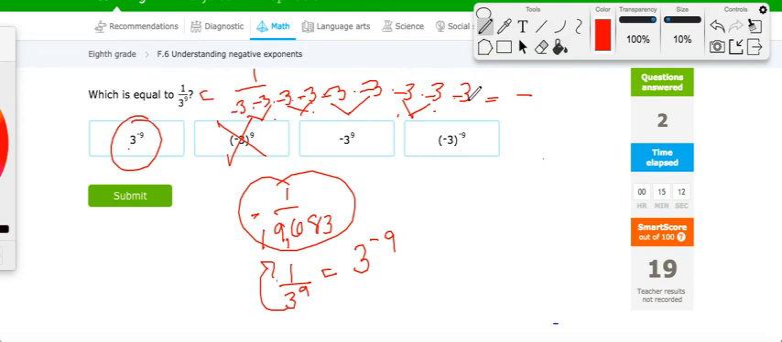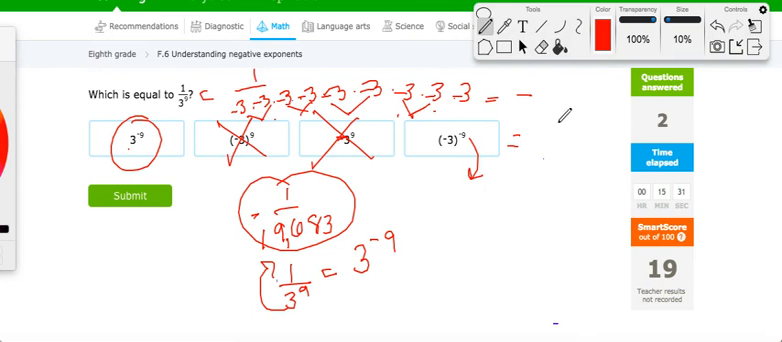How about this one? Same thing, right? It's 3 times 3 times 3 times 3 times 3 times 3, right? But there's a negative outside, no parentheses. So that means that it's a negative answer. My answer is not negative. Look at this one.